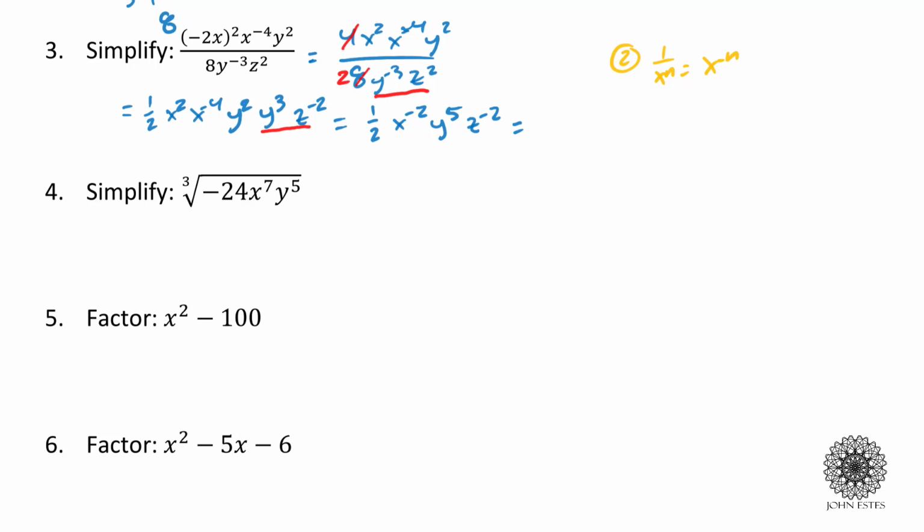And so lastly, if I want to bring those back into the denominator using this property, I have y to the 5th in the numerator. In the denominator, I have 2x squared z squared. And there it is.